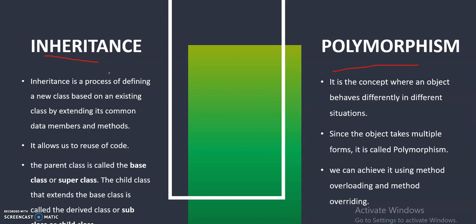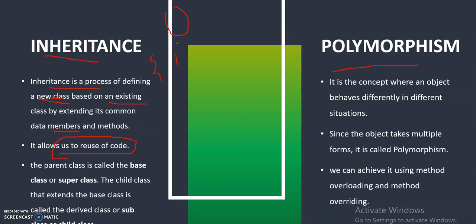Inheritance is like how we have eyes and a nose like our parents. We inherit some features from our parents. Similarly, in OOP, inheritance is the process of defining a new class based on an existing class by extending its common properties and data members. We can create a new class that has all the features of its parent class, by using some access specifiers. It allows us to reuse the code.